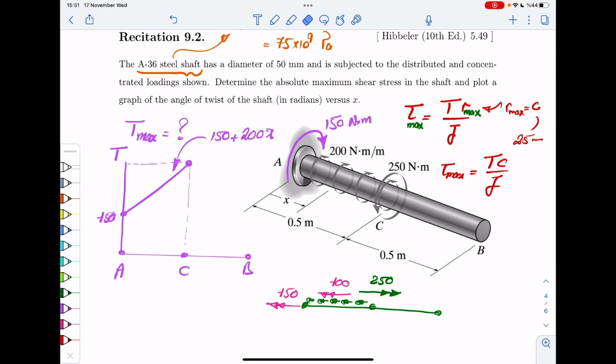All right, so from A to C, that's what happens, and then at C, you would have exactly 250, therefore. Now, at that point, you apply your 250 concentrated moment, and then you get 0 between C and B, obviously. There is no moment between C and B. So this is your distribution of your internal torque.